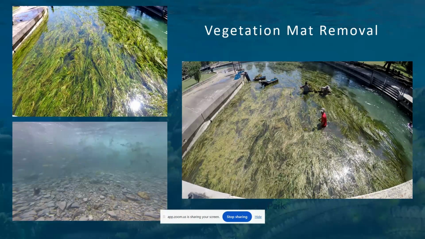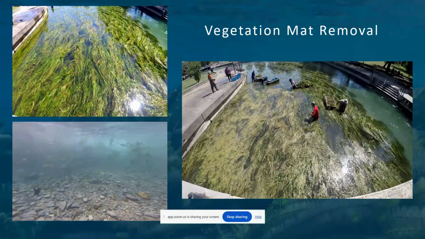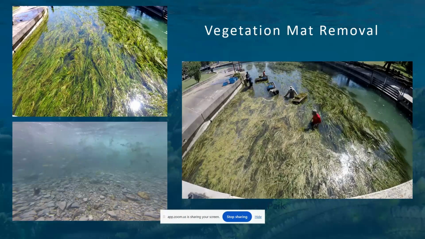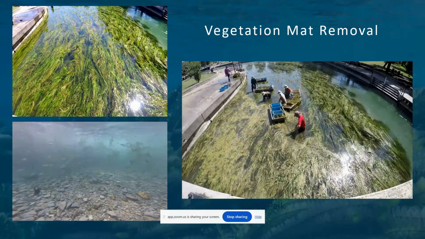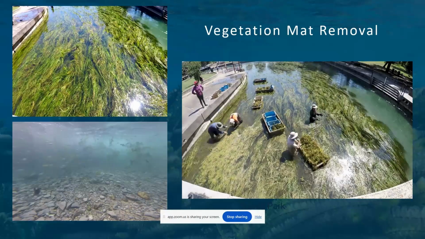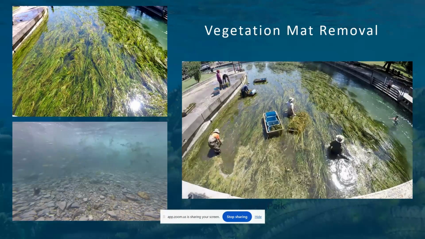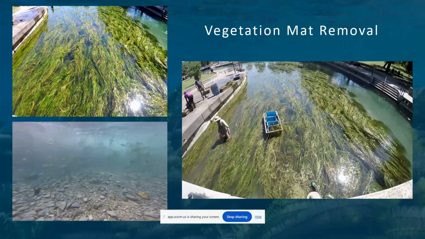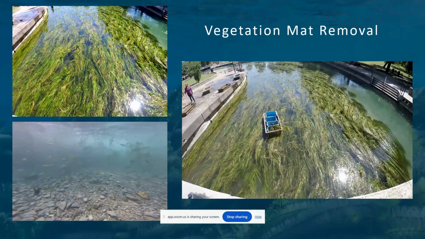Another thing that we have to do to protect these native communities is remove vegetation mats. So I have more videos. This is an old method. When flows were high, we would remove vegetation mats from the surface of the Texas wild rice to protect it from being shaded out and dying back.